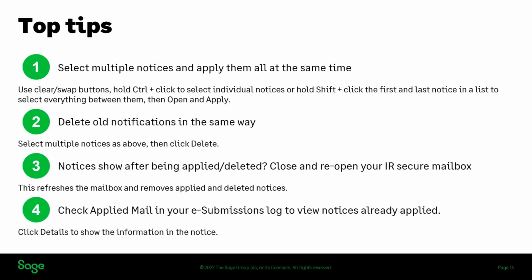And tip number 4, checking applied mail. We saw this earlier as well. In the e-submissions log from the e-submissions task, you'll be able to go onto the applied mail tab. And from there, you'll see any notifications you've applied and when you did that. So those are my 4 top tips for using the Secure Mailbox.